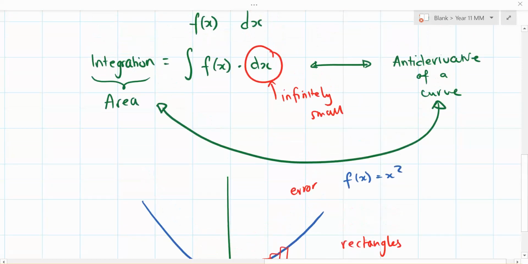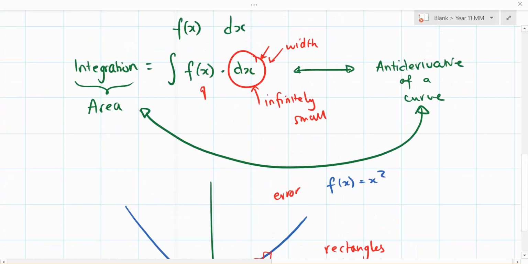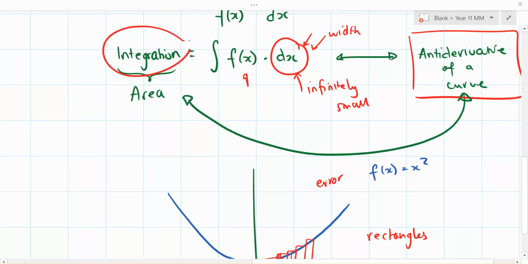Very similar to first principles, where if you change h and h approaches 0, you get close to the gradient at one point. Similarly here, if the width of each rectangle becomes infinitely small, multiplied to the height, and you've got infinite rectangles under the curve, you add them all together and technically you would get the area under the curve. But we don't have to do that anymore, because apparently the antiderivative of a curve is the integration.